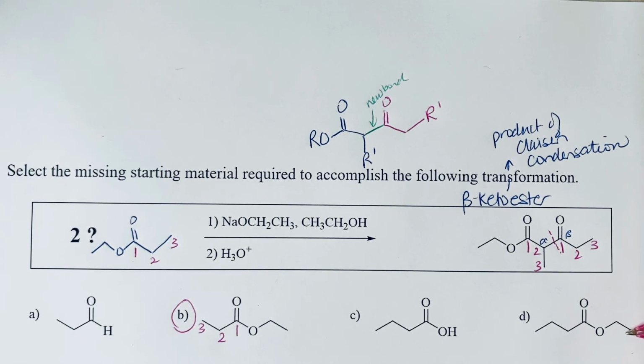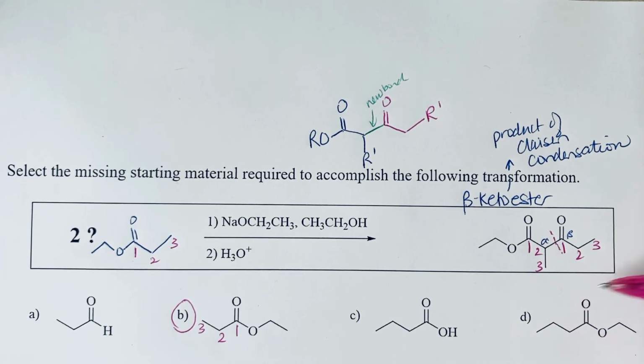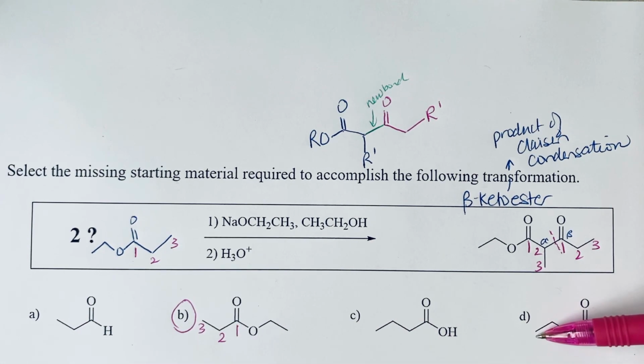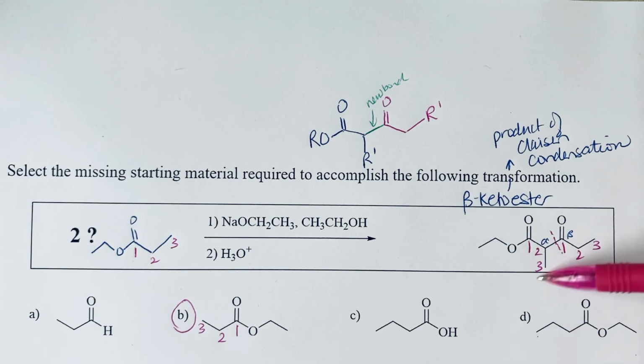So if you wanted additional practice, you could go ahead and try to start with this and do your Claisen condensation and come up with the product. It's really just 1 carbon atom longer, so you'd have 1 extra carbon here and 1 extra carbon here.